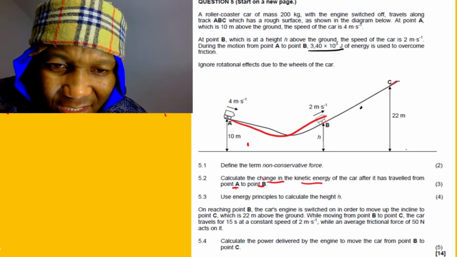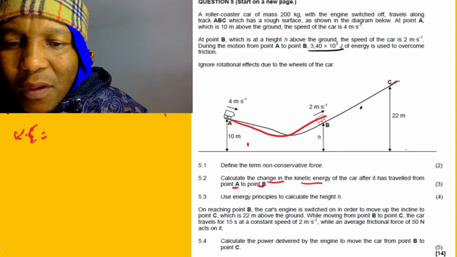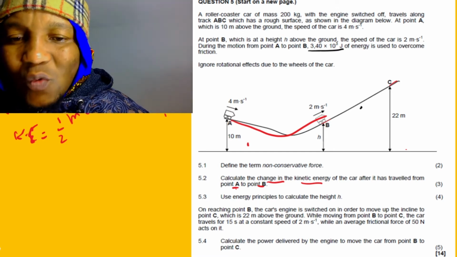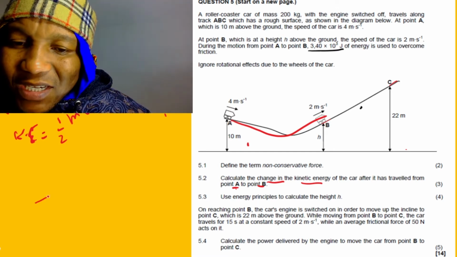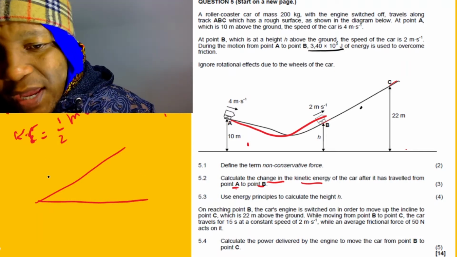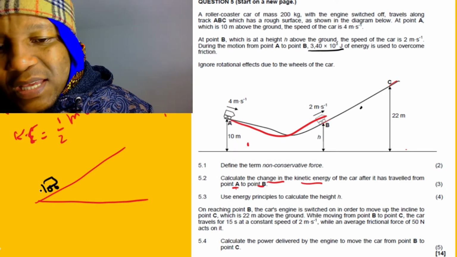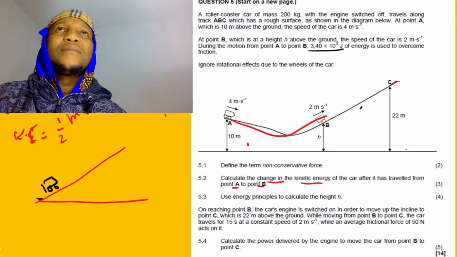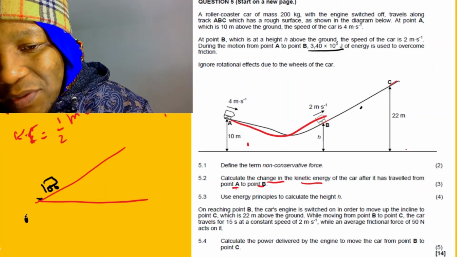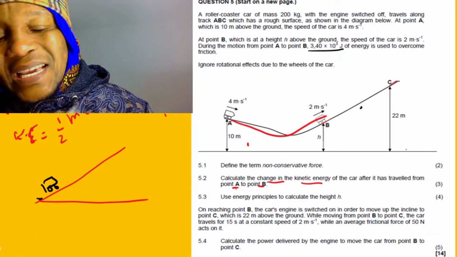Okay? Now, let's say, calculate changing kinetic energy. Kinetic energy is equal to a half times mass times velocity square. What does that mean? For example, if you have an inclination like this, let's assume there's a car here. When it started here, let's assume it was at rest, meaning it's not moving.